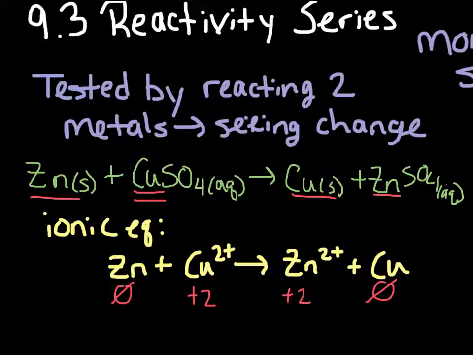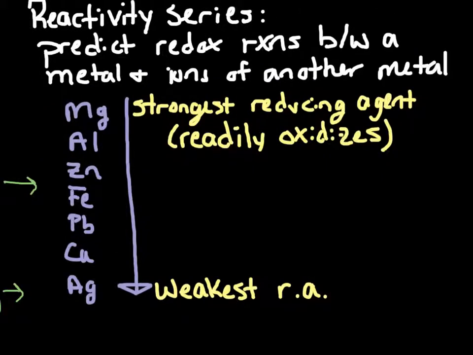Now, the question is, how do we know that this reaction would have moved forward? And that is what the reactivity series is all about. The reactivity series is a series that we use to predict if redox reactions will occur between a metal and the ion of another metal, as we saw in the previous example, where we had pure zinc reacting with the ion of copper. The ion then became a precipitate, a solid, and zinc became that ion.